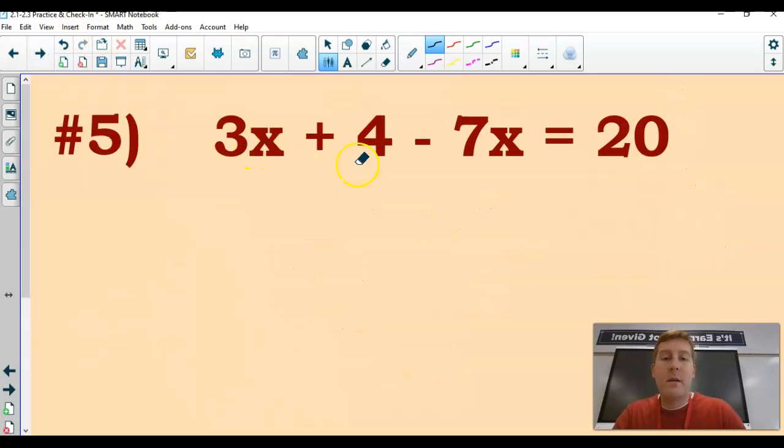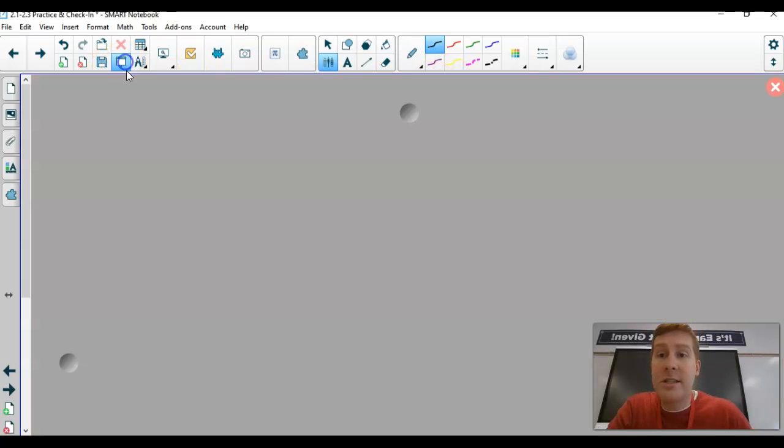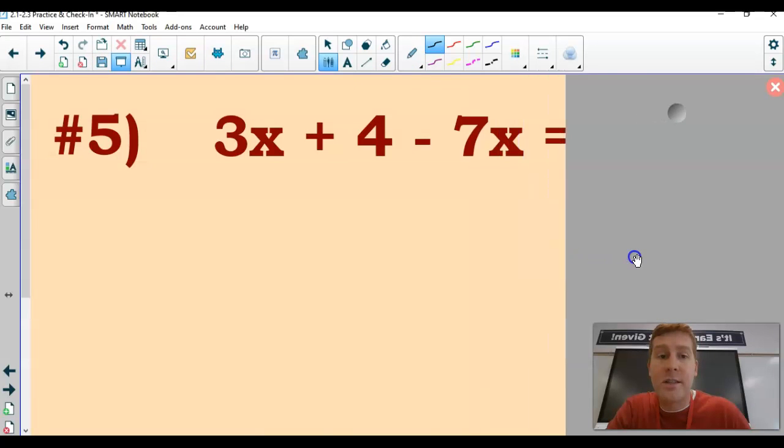Okay, question 5. Now we call this a multi-step equation, and this is where we have to simplify on both sides of the equation first. So I want you guys to look at each side individually. And if we just had, let's say, just that expression there, and I said, hey, I want you to simplify that, you would look to combine like terms first.